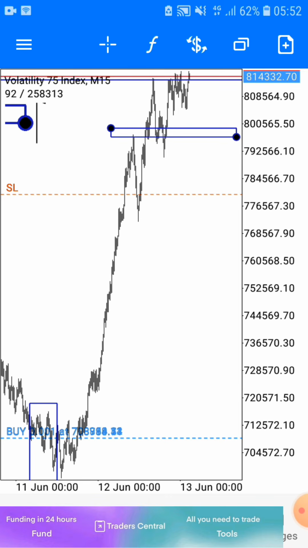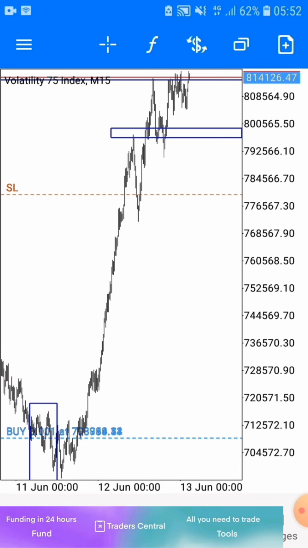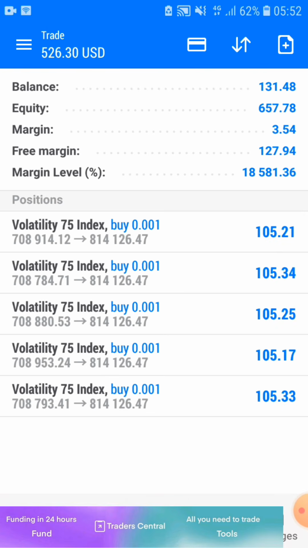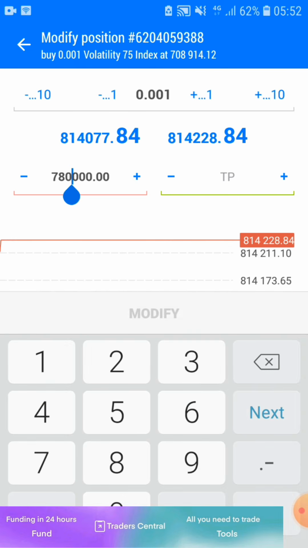And on the 50-minute charts, you can see clearly the way I lock my profits. The way I lock my profits is by moving my stop to the previous higher lows, as you can see. And that's the only way that I get to ride these trends for a long time.